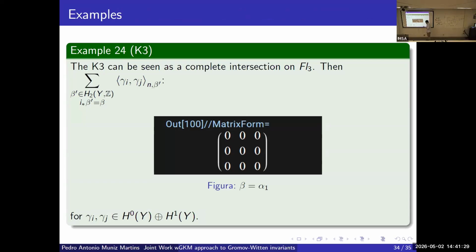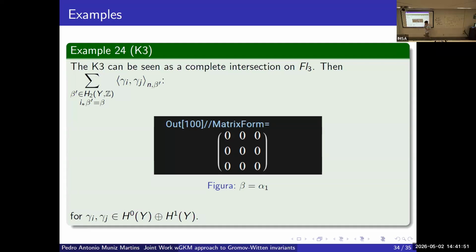Well, one example is K3, the famous surface. It's possible to think of it as a complete intersection in FL3. You choose the vector bundle as the canonical vector bundle on FL3. Then the complete intersection gives you the K3 surface. And this is the matrix of the computation of these invariants right here.